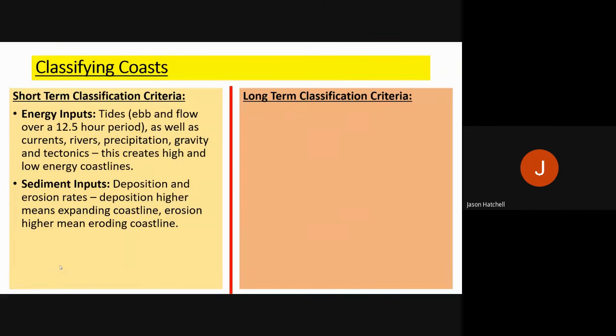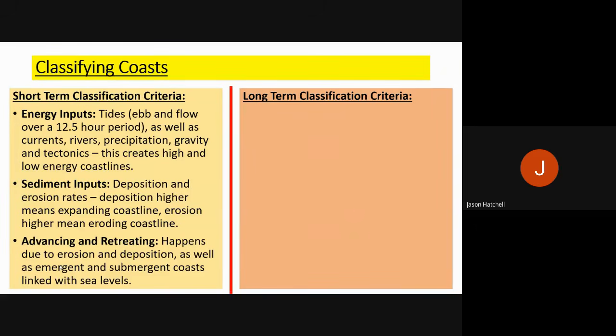We've also got sediment inputs over the short term classification period. So deposition and erosion rates. If the deposition rate is higher at a certain point in time, that means the coastline is expanding, it's growing in size. If erosion rates are higher, that means the coastline is receding, it's eroding in that short period of time.